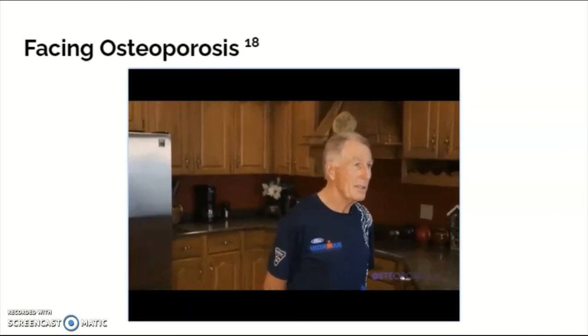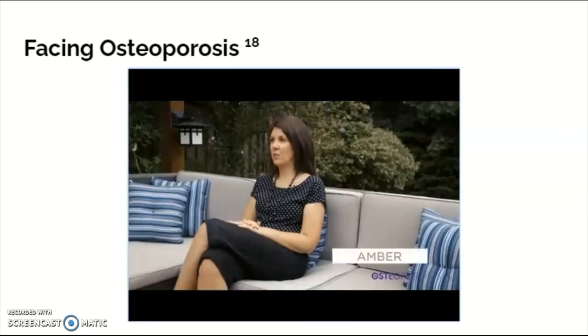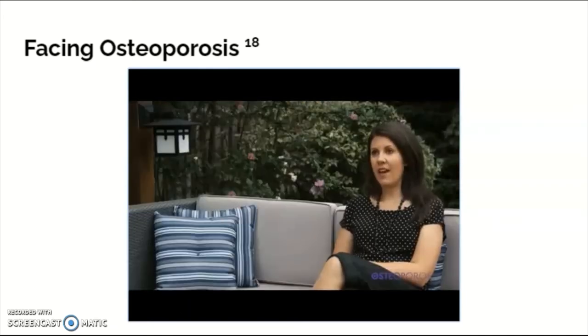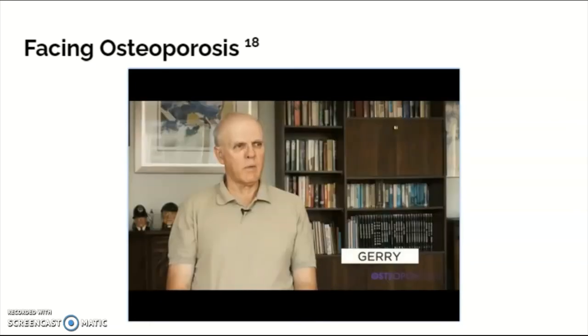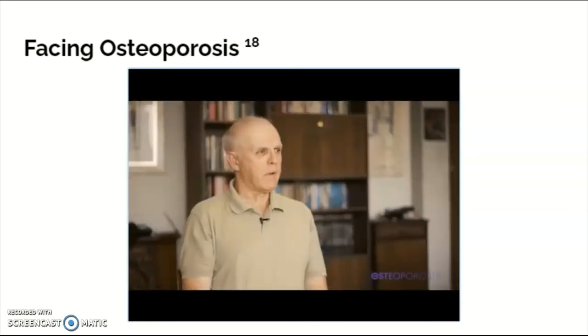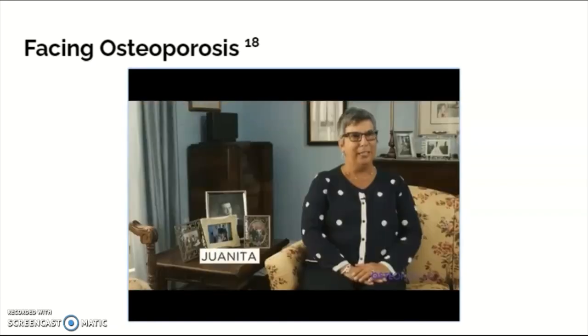So I'm Amber and I'm 35 years old. The type of osteoporosis I have is pregnancy related. I had suffered from severe spinal fractures 2 months after giving birth to my son. I'm Jerry Corcoran. I'm 63 years old. I was diagnosed with osteoporosis when I was 55 years old. I'm Juanita Gledhill. I'm 53 years old, and I was diagnosed with osteoporosis just after my 50th birthday.